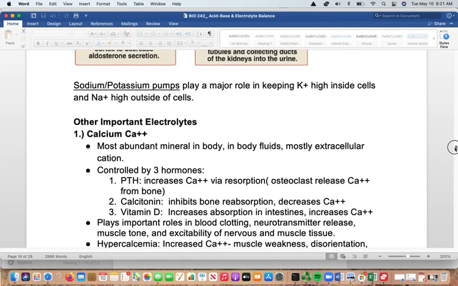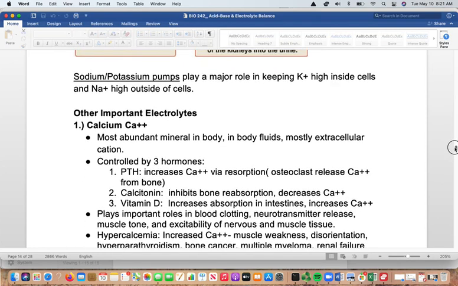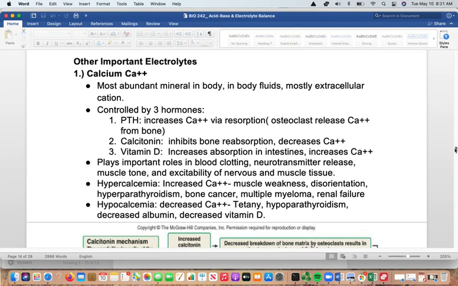So sodium-potassium pumps play a major role in keeping the potassium high inside the cells and the sodium outside the cells. We have some other important electrolytes. Calcium, it's the most abundant mineral in the body. It's in most body fluids, and it's a mostly extracellular cation. Three hormones will control this.